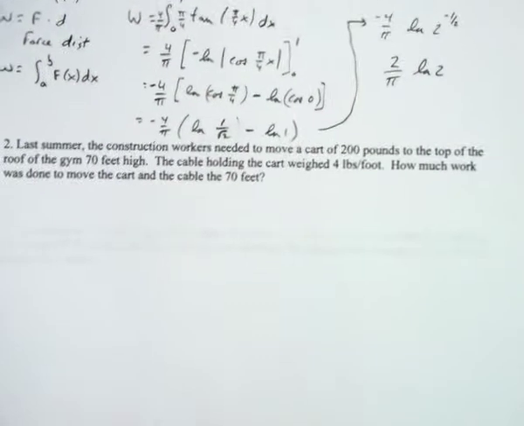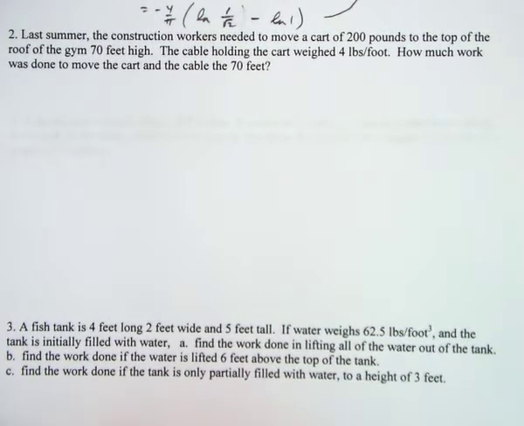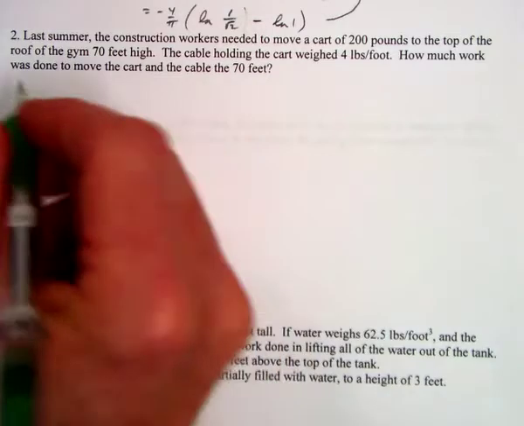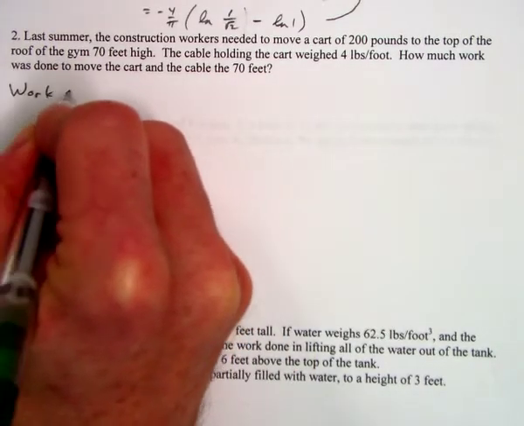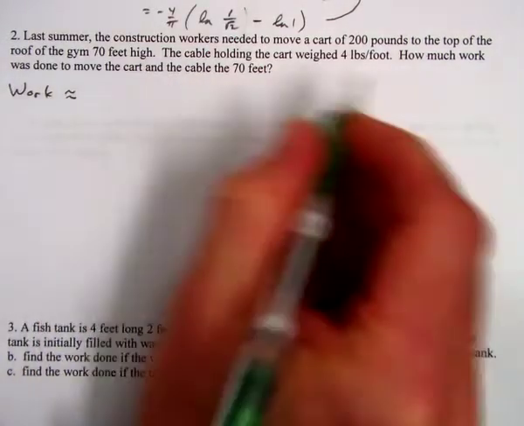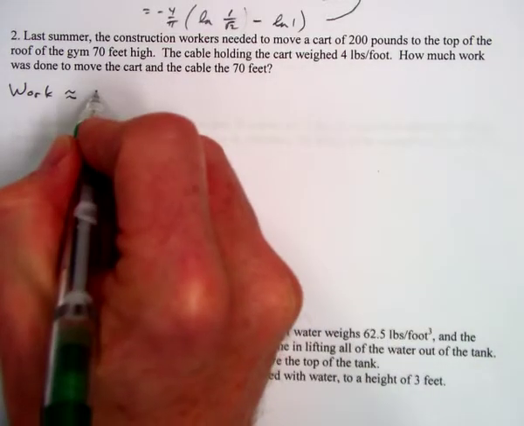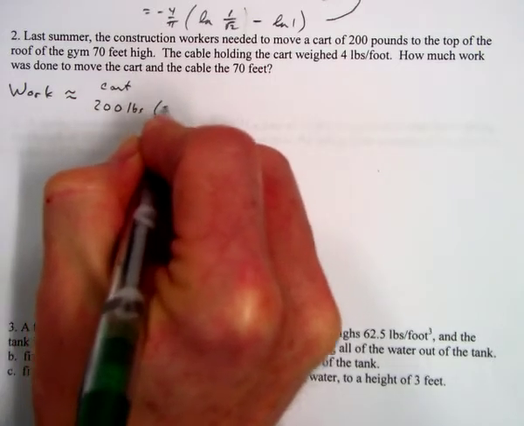Let's take a look at this next one. Last summer the construction workers needed to move a cart of 200 pounds to the top of the roof of the gym, 70 feet high. The cable holding the cart weighed 4 pounds per foot. How much work was done to move the cart and the cable the 70 feet to get up there? There's two aspects of this. Our work is going to be approximately equal to taking that 200 pounds and lifting that straight up the 70 feet. So we have the cart part, 200 pounds times 70 feet.